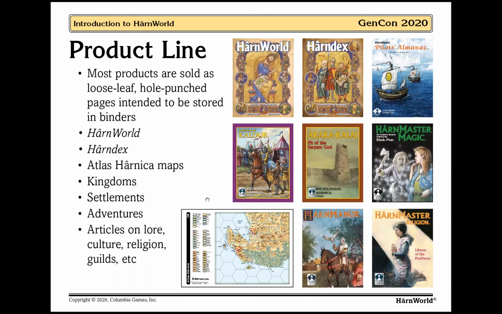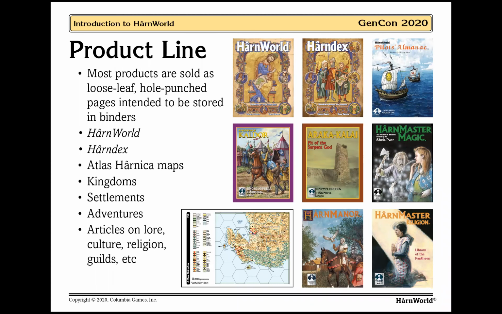So we have a lot of different types of articles, a lot of types of modules, but while they are all consistent and they all build on each other, you don't have to have everything to get started. And we'll go into where to start in just a little bit.